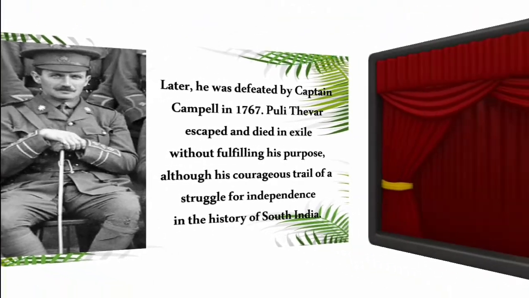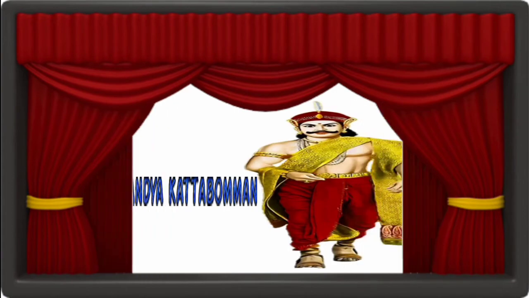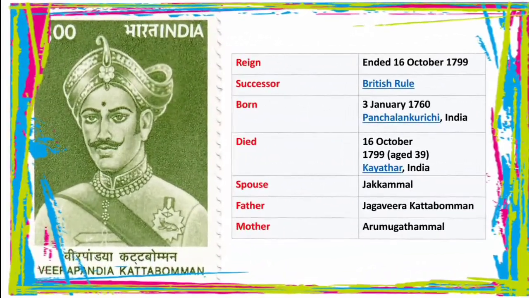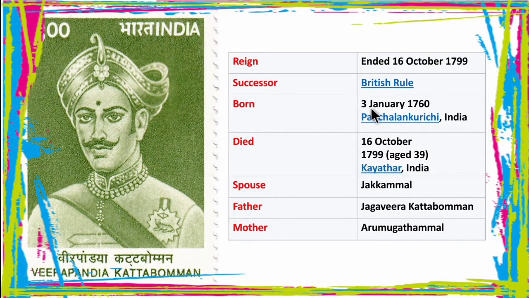Now let's see about the second Palayakkarar, that is Veerapandya Kattabomman. Let's see some of his history. His reign, that is his period, ended on 16th October 1799. Veerapandya Kattabomman's period ended on 16th October 1799, and after him the British took over his administration.